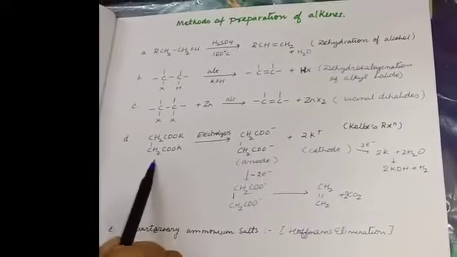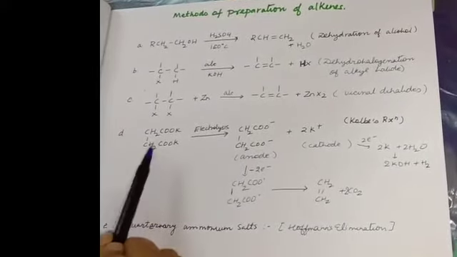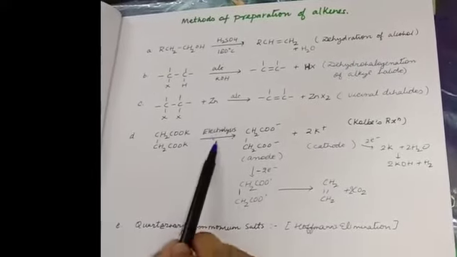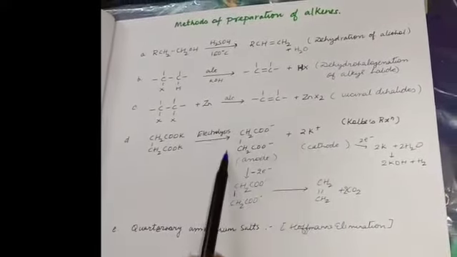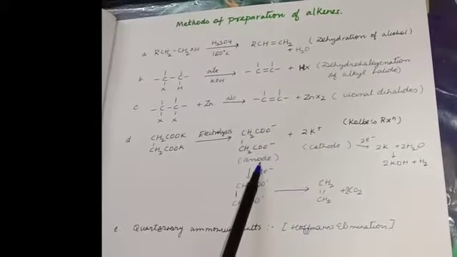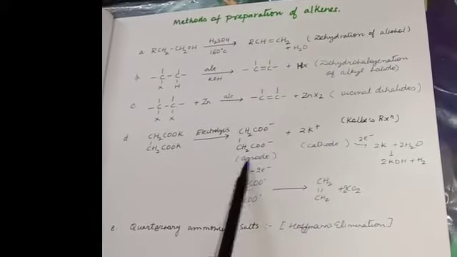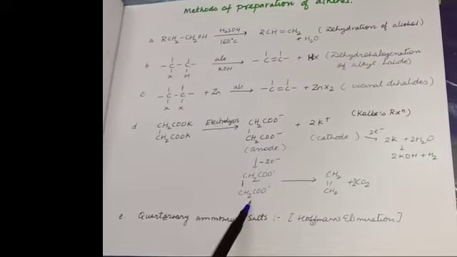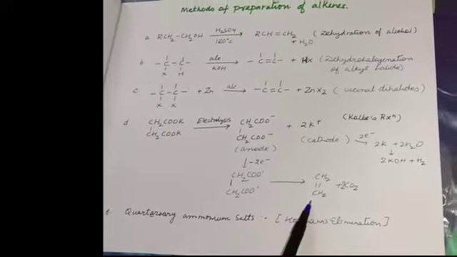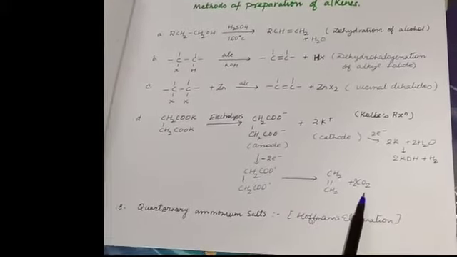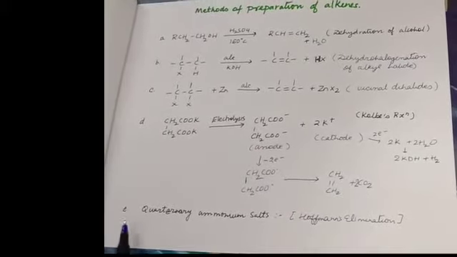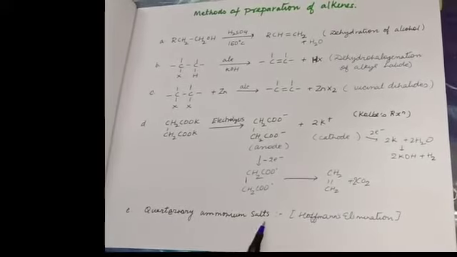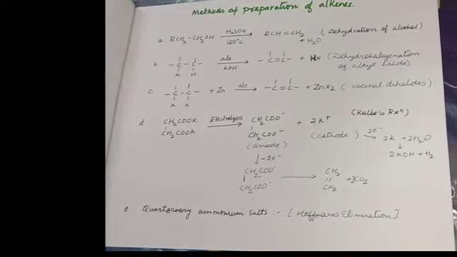Here we take any potassium or sodium salt of a dibasic acid, and on electrolysis what we will have is, for example, sodium succinate, and at the anode this will lose 2 electrons to give rise to this free radical, which ultimately gives alkene with the release of CO2. So the fifth is the 4-degree ammonium salts, which we have already seen during the Hofmann elimination.